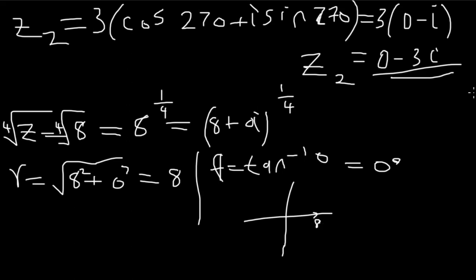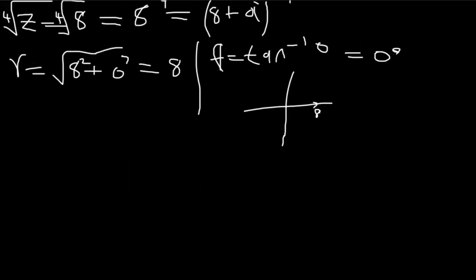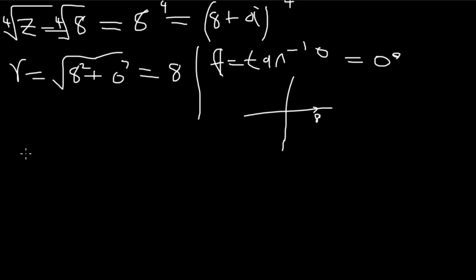We now begin to find the roots. So the value of n there is equal to 4. The values of k that we are going to have are 0, 1, 2, up to 3, like that.